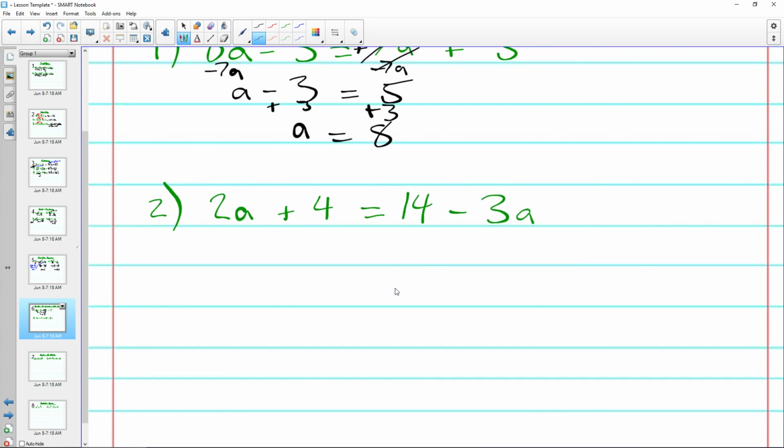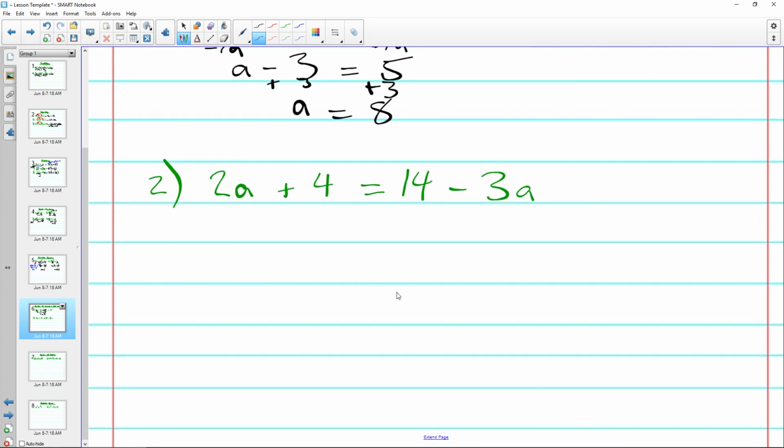Going on to this one down here. Again, we have a's on both sides, and I don't want that. So the opposite of minus 3a is plus 3a. I'm going to add 3a on both sides. So 2a plus 3a equals 5a, and 4 equals 14. What we've done there is 2a plus 3a equals 5a. Again, it's not 5a squared. When you're adding the terms, you do not change the letter.